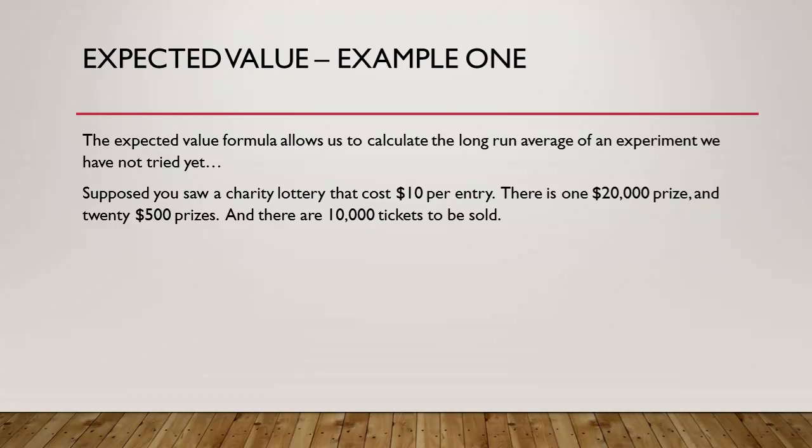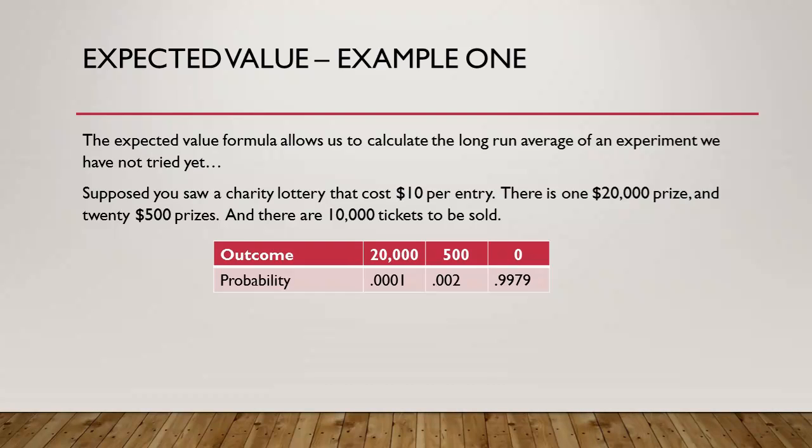So suppose you had a lottery for charity that costs $10 for each ticket. There is one $20,000 prize and 20 $500 prizes, and there are 10,000 tickets that will be sold. So here is my outcome table. I have the possibility of winning $20,000. That only happens 1 out of 10,000 times.